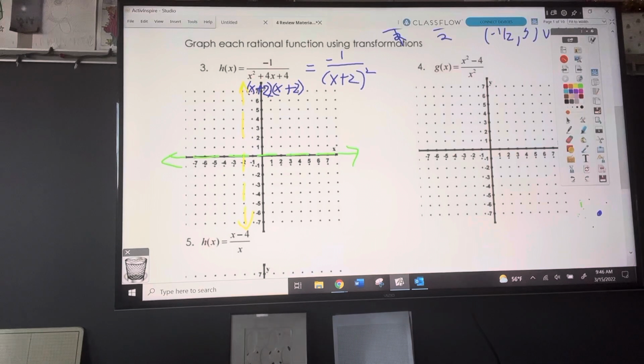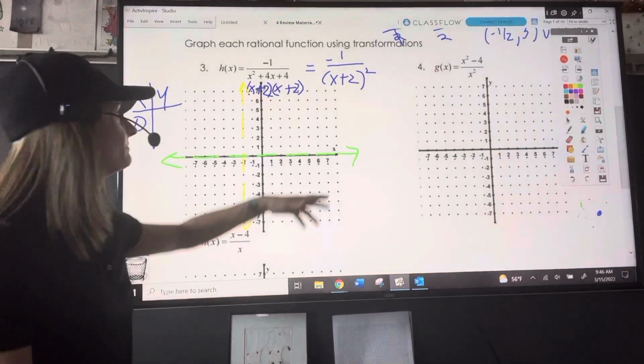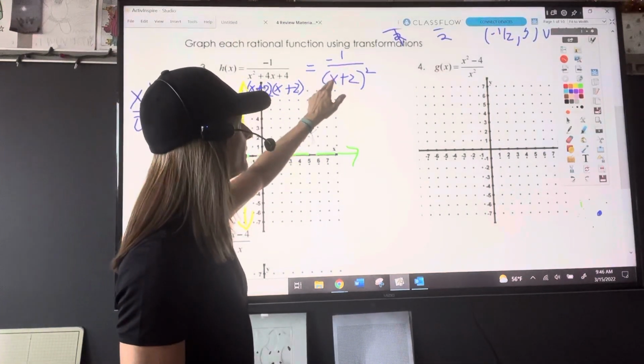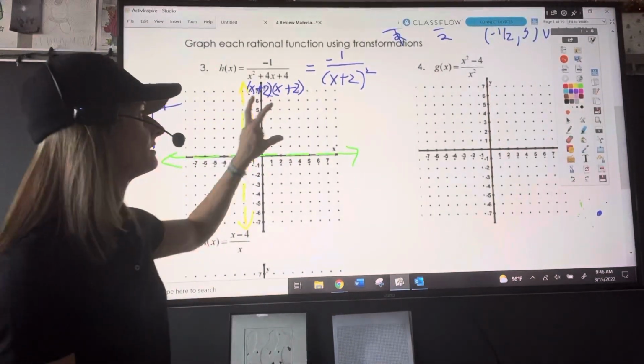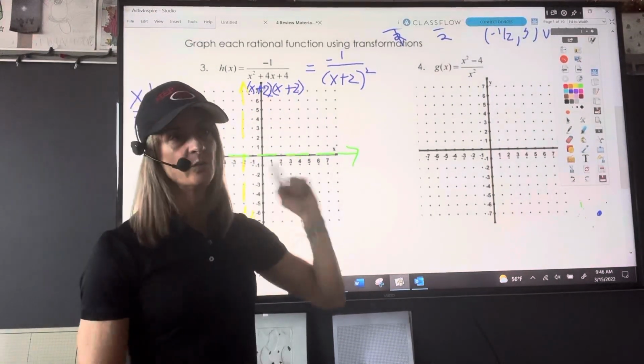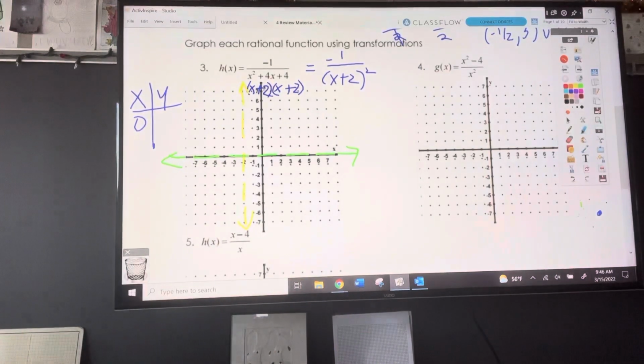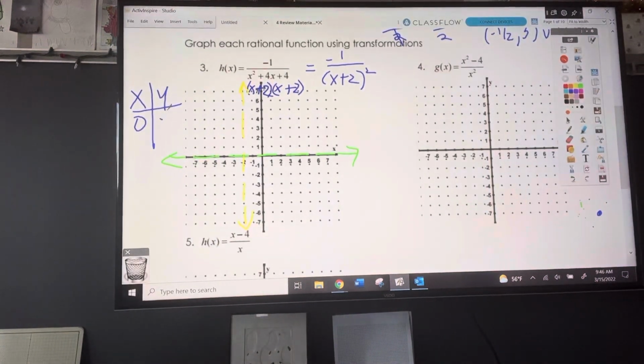Different color. So if I just make an XY chart and I put in 0 for x, I end up with a 2 in our denominator. Squared is 4, so that's -1/4. So if I plug in 0 for x, I get -1/4 for y. And I just need really 1 point. You just estimate -1/4, it's about there.